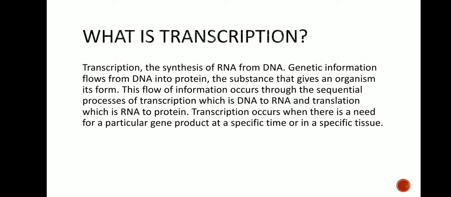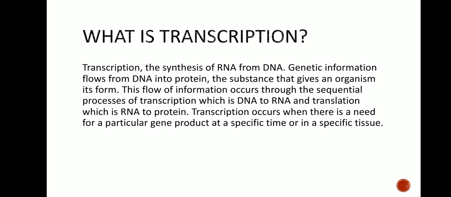Genetic information flows from DNA into protein, the substance that gives an organism its form. This flow of information occurs through the sequential process of transcription, which is DNA to RNA, and translation, which is RNA to protein. Transcription occurs when there is a need for a particular gene product at a specific time or in a specific tissue.